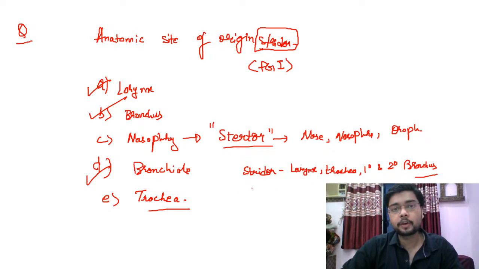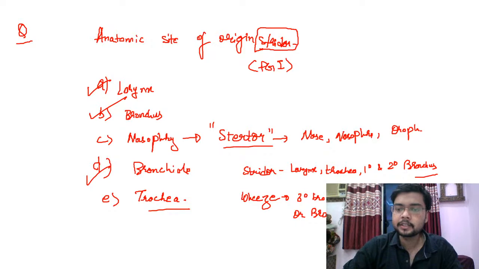Now, what if the obstruction is below the secondary bronchus? That means if there is obstruction at the tertiary bronchi or in the bronchioles, then what sound will you get? You will get wheeze in your patient. See how basic this is, and they asked you a question from this, right? So here your basics for stertor, stridor and wheeze are clear, right?